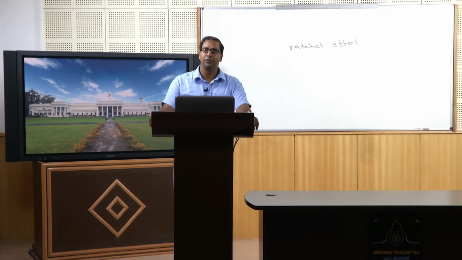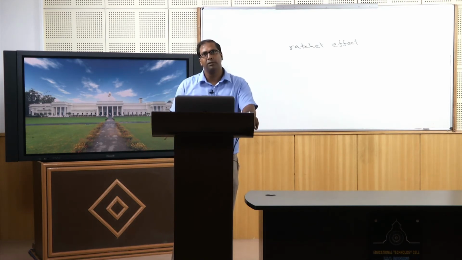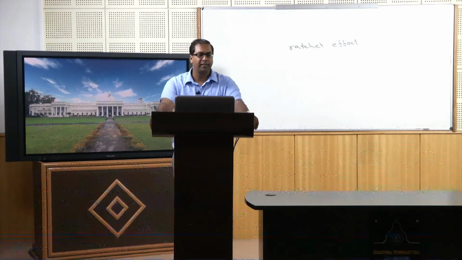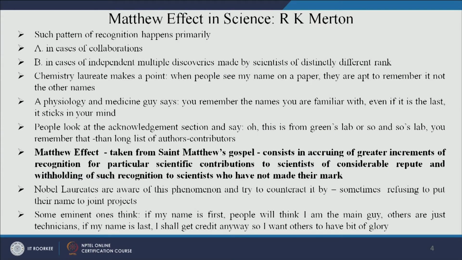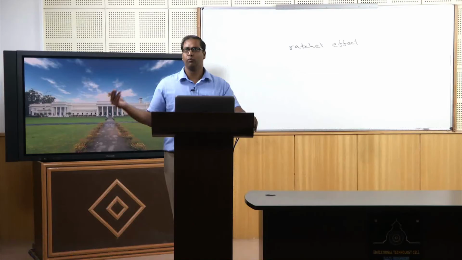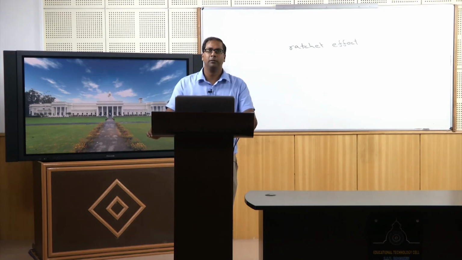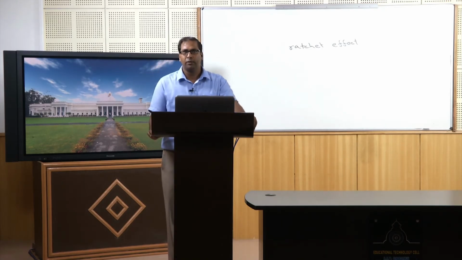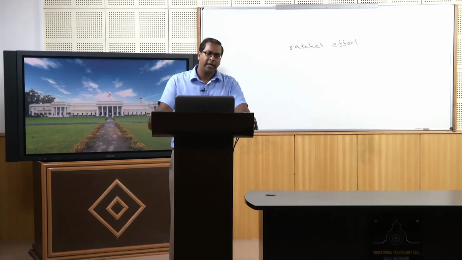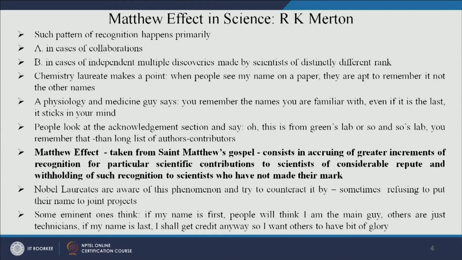In the case of collaborations, if there are more than two, three or four persons, it is always a well-known person who will attract the attention of the reader. A chemistry Nobel laureate makes a point: when people see my name on a paper, they are apt to remember it, not other names. If I am involved in a collaborative research and there is a joint publication of more than one person, then people will always notice the name of the eminent person and tend to ignore the other names, the junior scientists.